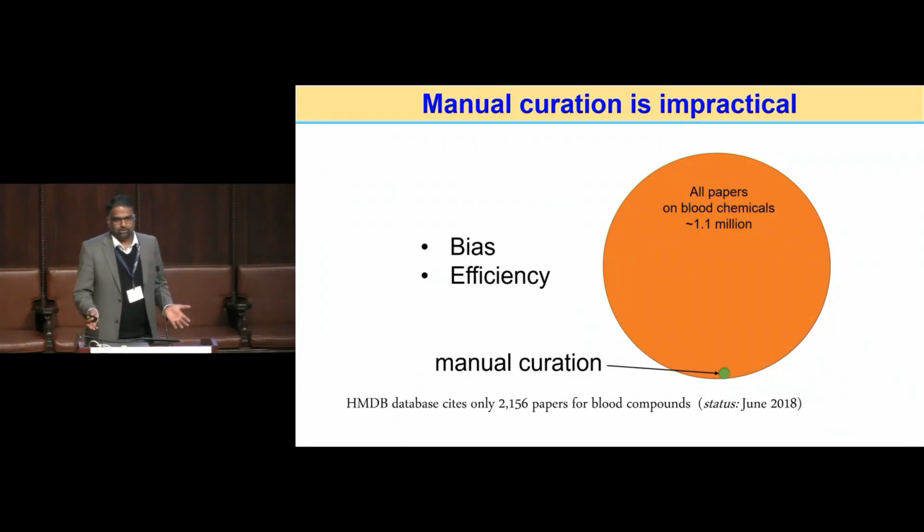I'm not going to do it manually, of course, because reading 1.1 million papers is just a laborious task. That green dot shows how many papers the HMDB effort has been looking at, so it's almost 2,000 papers in 10 years. So there is no way we can tackle this by manually going through all the papers on chemicals in blood.